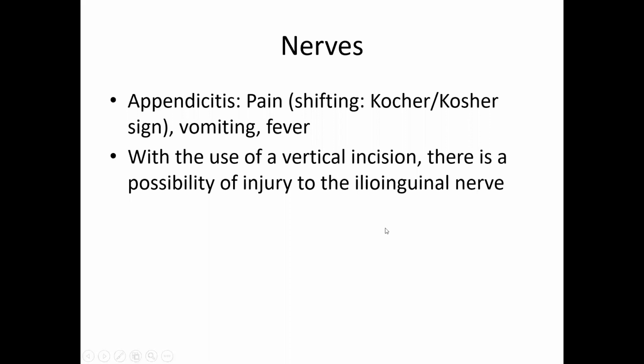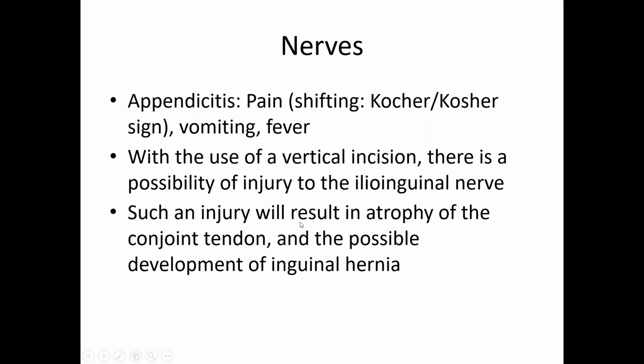That really is not a problem. But whereas the nerve when it's damaged in the McBurney's incision, that is still a mixed nerve. The motor part will go and supply the conjoint tendon. And this conjoint tendon will get paralyzed. Remember the conjoint tendon is supporting the inguinal canal from the posterior wall. So this can subsequently result, maybe 6 months or a year later, as direct inguinal hernia. So we must take care not to damage the ilioinguinal nerve during appendicectomy. Atrophy of conjoint tendon and possibility of direct inguinal hernia.